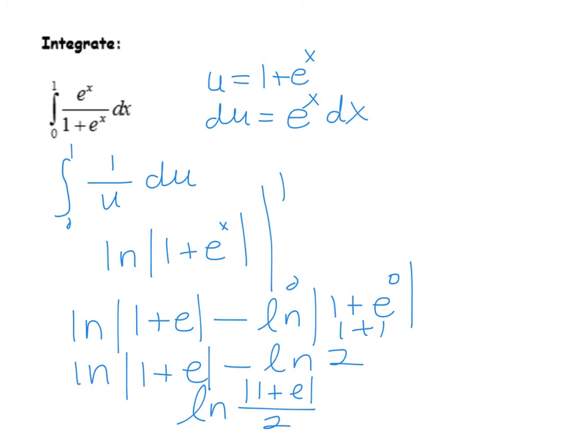And if you throw that into your calculator, that's going to be approximately 0.620, because remember, 1 plus e over 2, those are all constants.